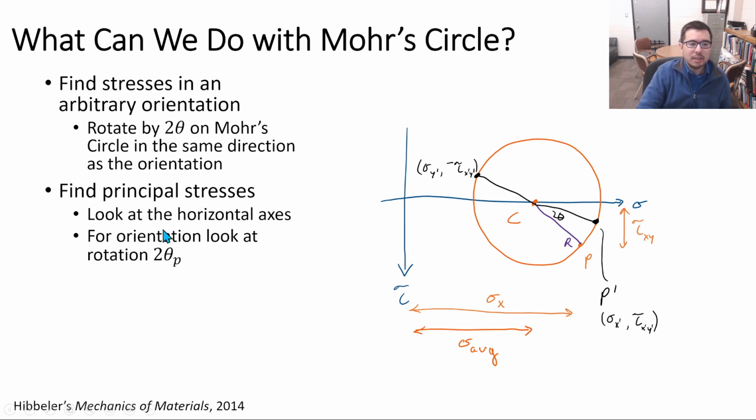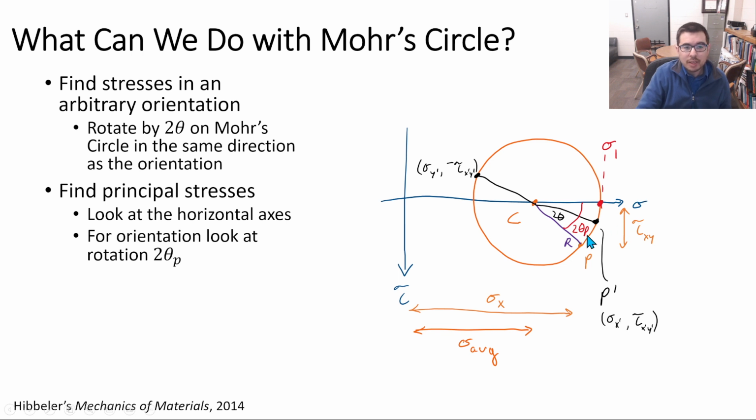So what in the world's going on here? It says, okay, look at the horizontal axes. Okay, that's fine. I'm looking at sigma. And then look at a rotation 2 theta p. What are they talking about? Here we go. Look at this. 2 theta p we can think of as the amount that we have to rotate this CP, right? And maybe it would have been CQ on the other side. It's not drawn. But to get to a state where the shear stress is 0, right? On this line, tau equals 0.